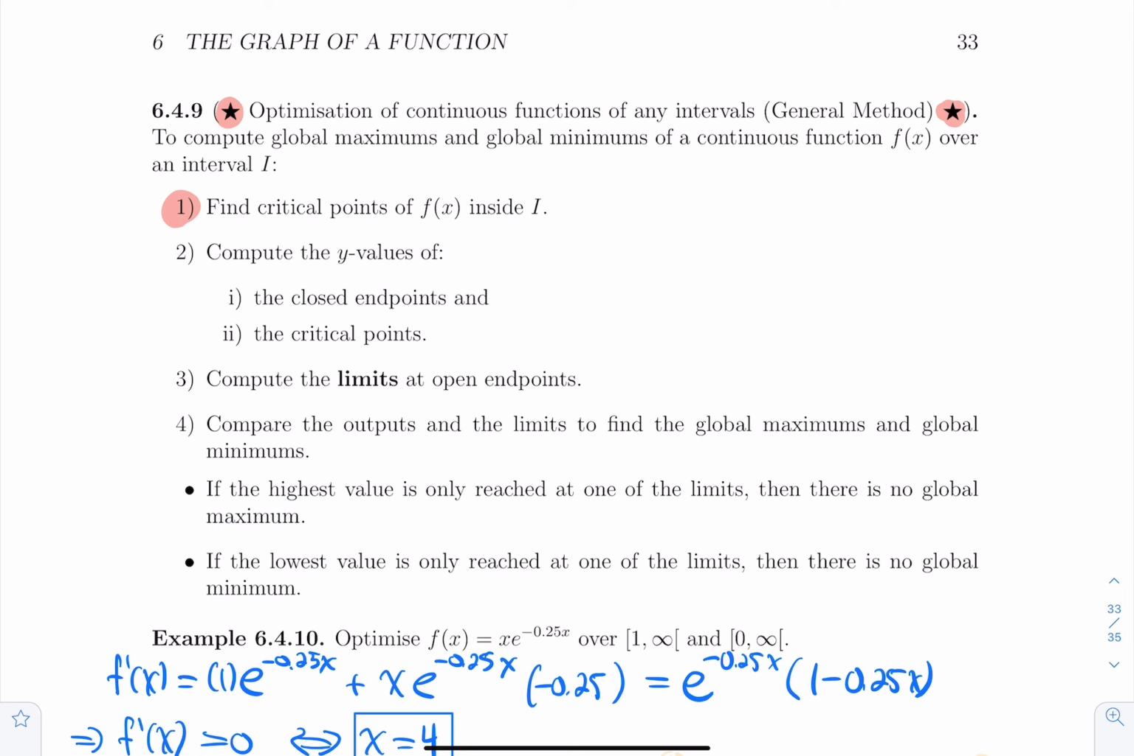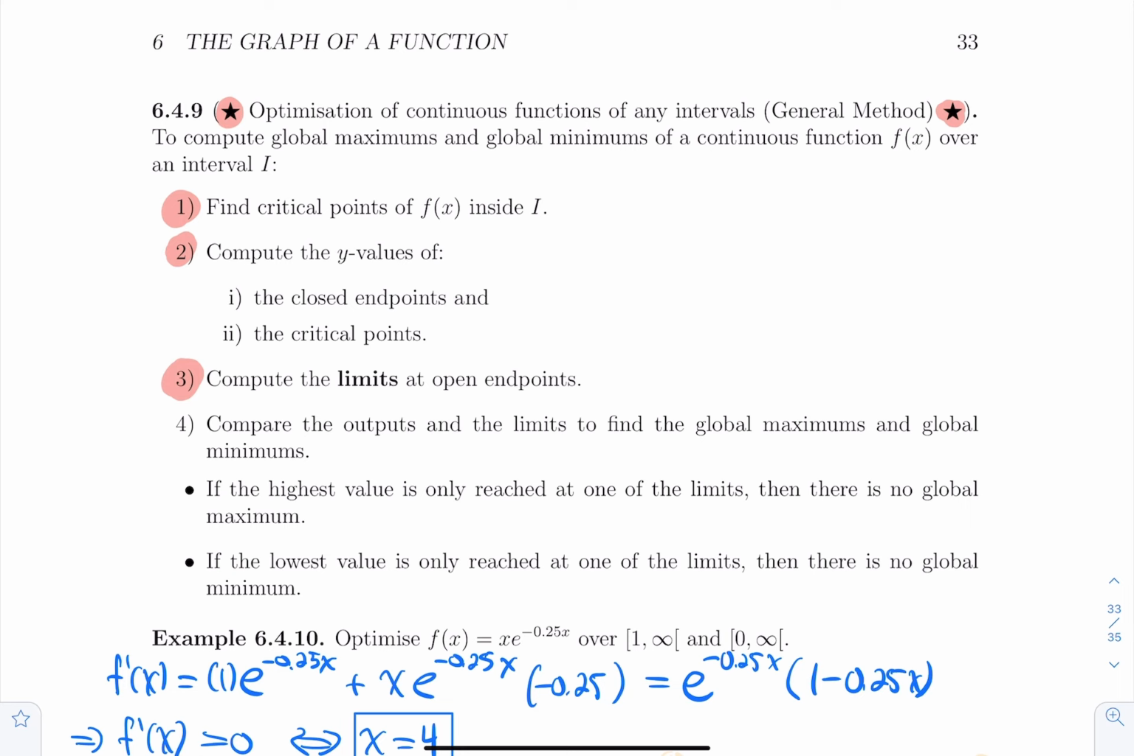Then you compute the y values at any closed endpoints, if any, and at critical points, just like before. And so if you have any open endpoints, you need to compute limits at those open endpoints. So you need to define them and compute them.